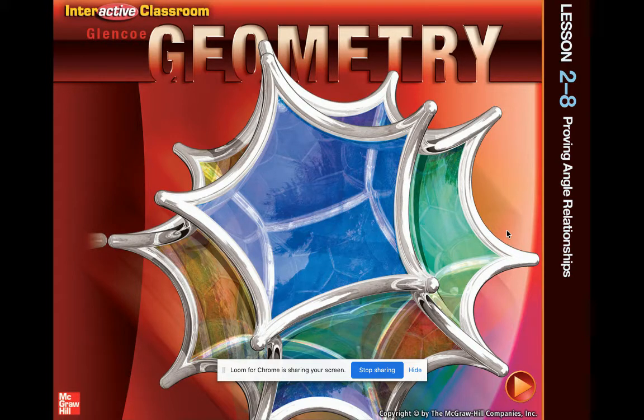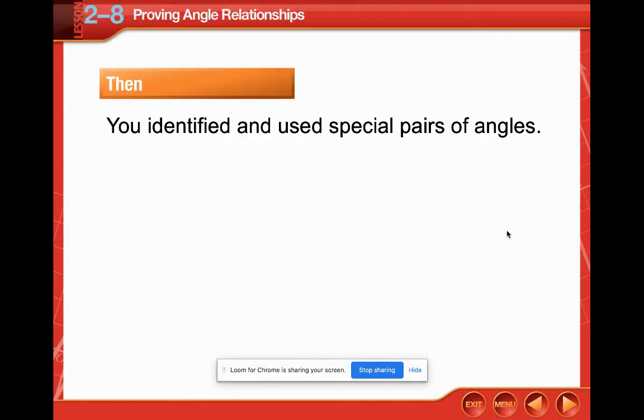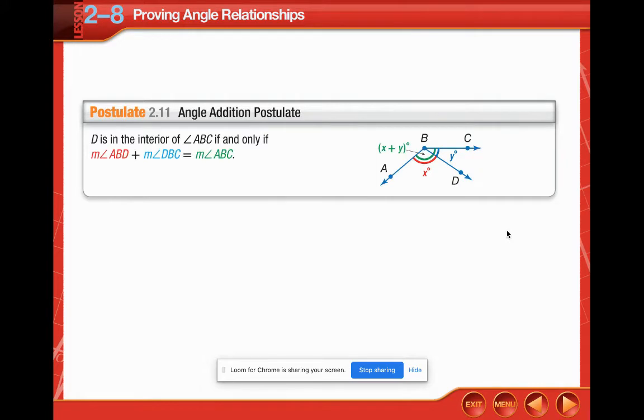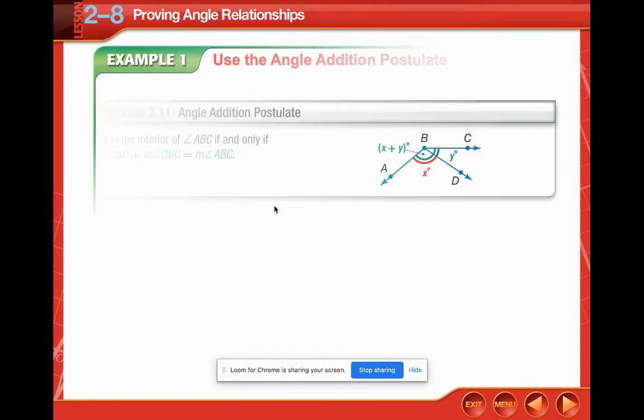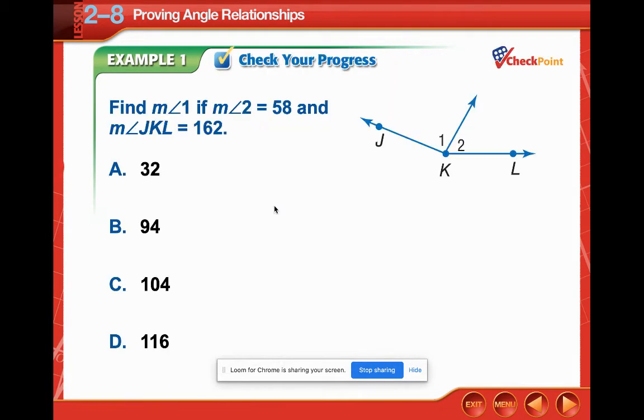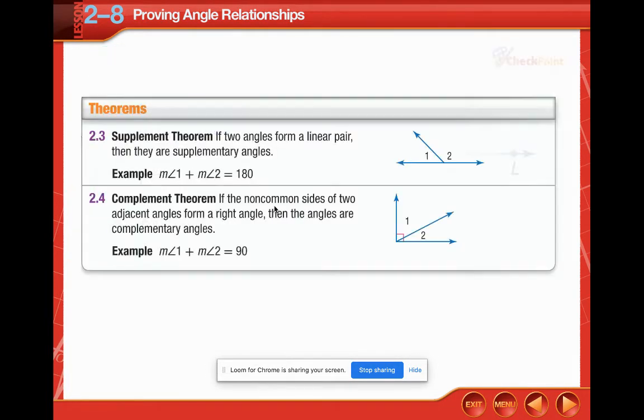We're going to review a little bit of what we did yesterday, and then we're also going to do some new stuff, which is always fun. Protractor postulate, we went over it already. Angle addition postulate, the really big stuff here: add one section of an angle plus another section of an angle equals the whole angle. Boom. We already know it's 48. We already know that's 104. Work that out.